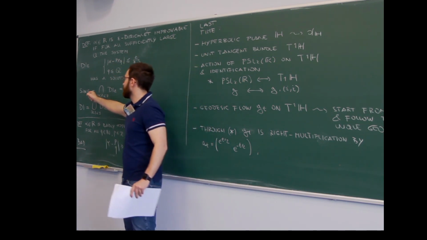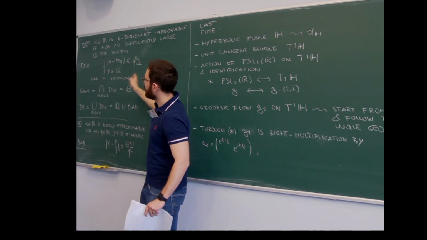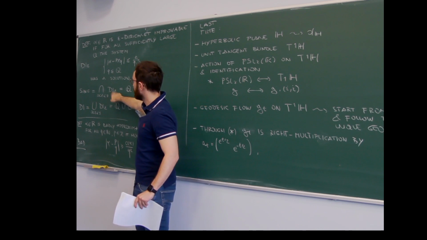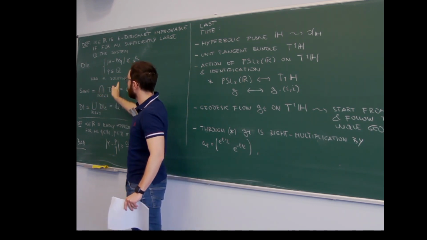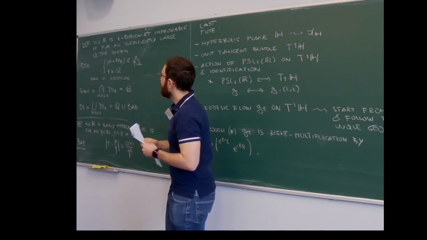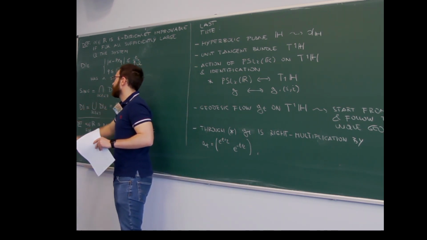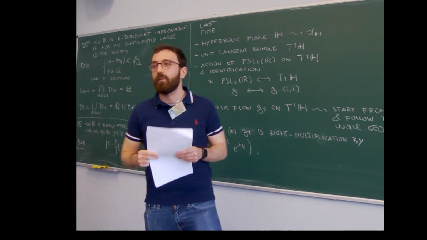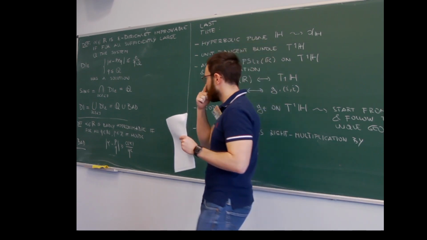We also introduced singular numbers, which are the intersection of all Dirichlet improvable numbers, so that are Dirichlet improvable for all epsilon, so they correspond to this intersection here. And I also didn't introduce another set, which is called the set of Dirichlet improvable numbers, which is just the union of epsilon Dirichlet improvable numbers.